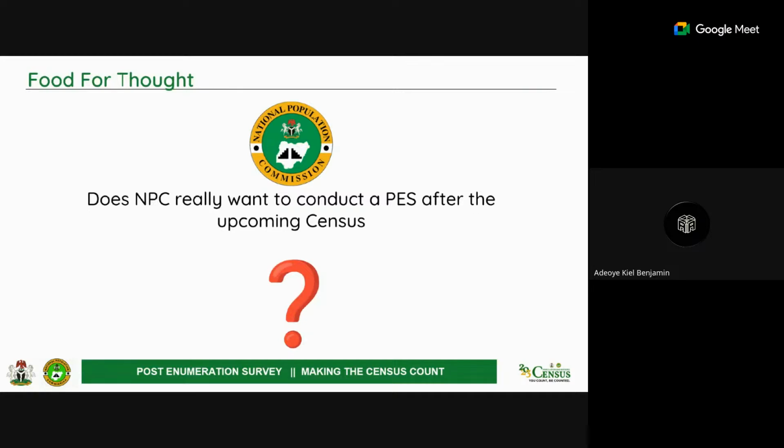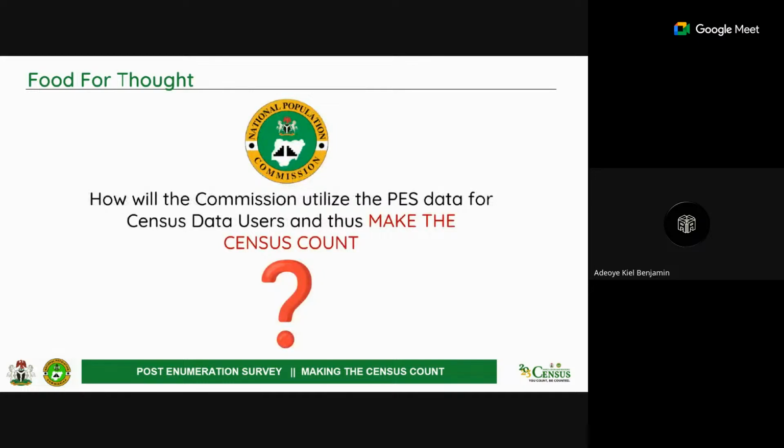Does NPC really want to conduct a PS after the upcoming census? For us, management answer, and even the Commission itself. How will the Commission utilize the PS data for census data users and thus make the census count? You know, our motto in the PS is that we want to make the census count. We want to make it acceptable. We want to make it reliable by saying that the PS was well taken and the analysis will show that the census was well taken.